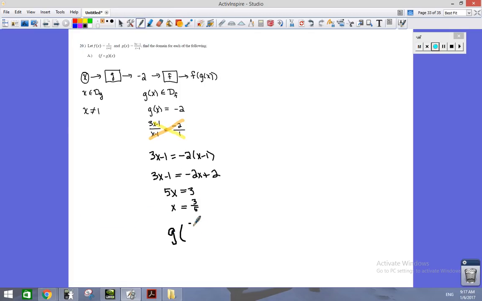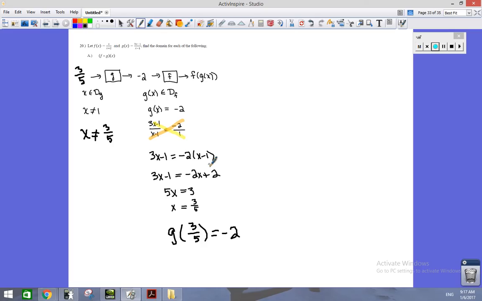G evaluated at 3/5 is equal to negative 2. That's what we just figured out. Well, we do not want that to happen, because if we allow x to be 3/5, then when G does its arithmetic, it's going to produce an output of negative 2. And when F tries to do its arithmetic with negative 2, it can't, because it leads to division by 0. So we have to come in here and restrict the domain and say, don't use 3/5.